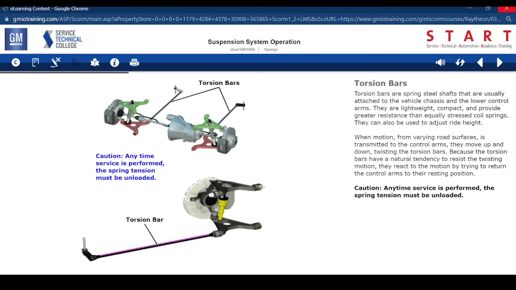When motion from varying road surfaces is transmitted to the control arms, they move up and down, twisting the torsion bars. Because the torsion bars have a natural tendency to resist the twisting motion, they react to the motion by trying to return the control arms to their resting position. Caution: anytime service is performed, the spring tension must be unloaded.